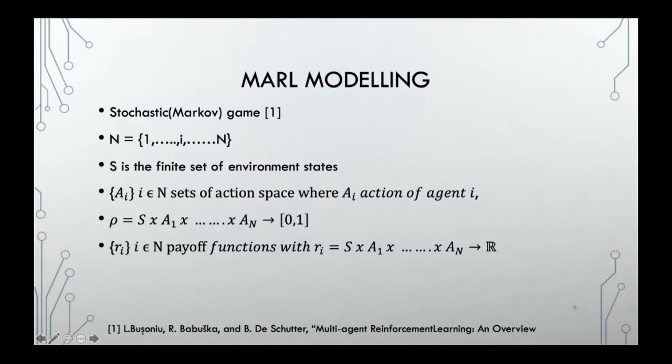As we mentioned, we modeled single agent reinforcement learning problems with an MDP, and the generalization of the MDP to the multi-agent domain is the stochastic game, which can also be called a Markov game. N shows the number of agents, S is the finite set of environment states, A_i is the action space, where a_i is the action of agent i. Rho is the transition probability. As you can see, rho is a function of the state and the actions of all agents, which is the joint action. And R_i is the individual payoff function, a function of the joint action, which also includes the other agents' actions rather than just the intended agent's.